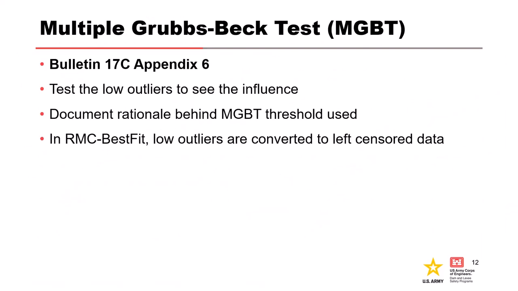So Bulletin 17C has implemented the multiple Grubbs Beck test, or MGBT, and RMC-BestFit, our Bayesian estimation and fitting software for doing flow frequency analysis, also incorporates this test. It's a statistically appropriate generalization of the Grubbs Beck test that was included in Bulletin 17B, but it's sensitive to the possibility that there might be several small observations that could potentially impact your flow frequency curve. The original Grubbs Beck test in Bulletin 17B generally at most would flag one, your lowest data point, as a low outlier, when in fact there could be more. So that was the really big benefit of using the multiple Grubbs Beck test, is that it has the ability to look at more than a single point.